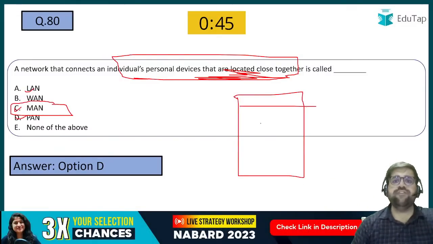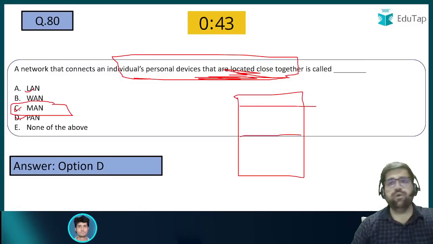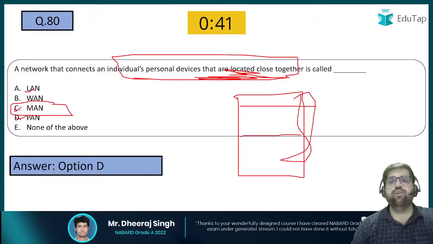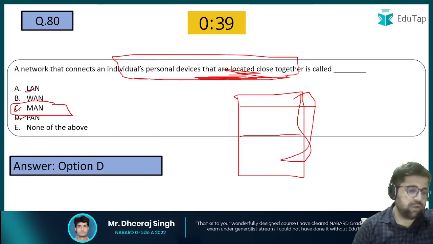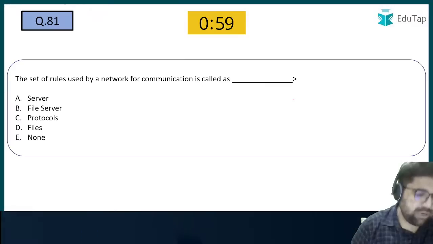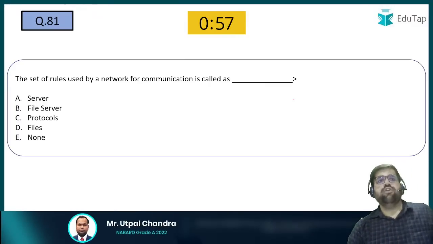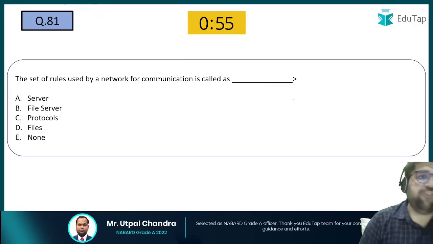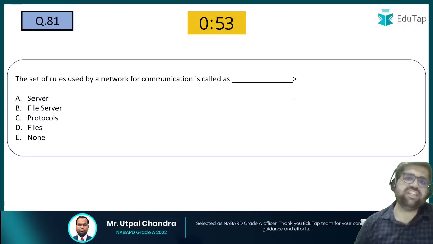We have two different floors, floor 1 and floor 2, and both floors of the building are connected to one network. Yes, personal hotspot is an example of PAN. Good. Question number 81 now. Set of rules used by a network for communication is called as what?